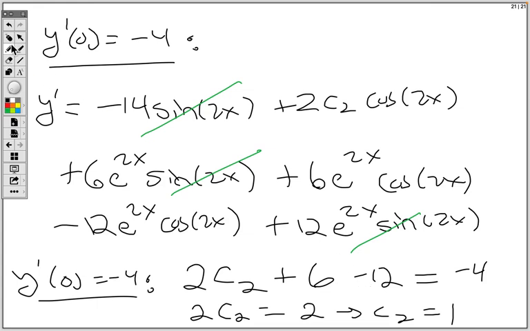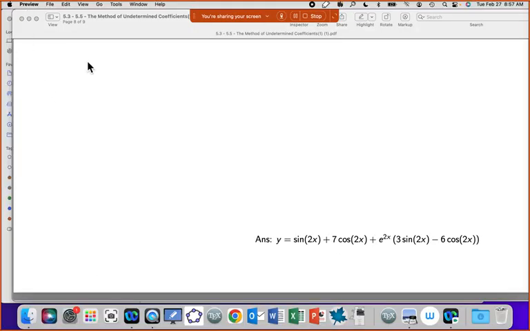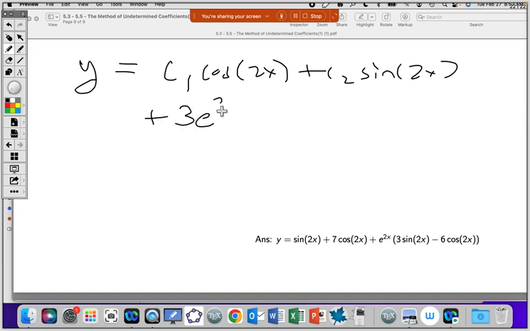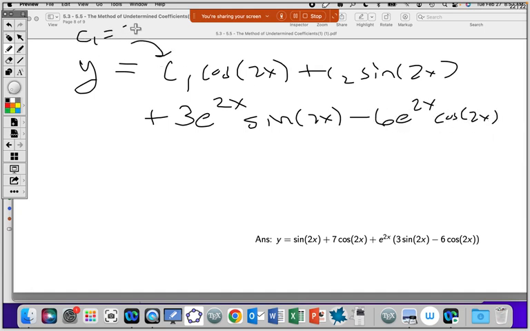So now I go back. We had c1 cosine 2x plus c2 sine 2x plus 3e to the 2x sine 2x minus 6e to the 2x cosine 2x. We've now determined that c1 was 7, c2 is 1. So we get down to our final answer.